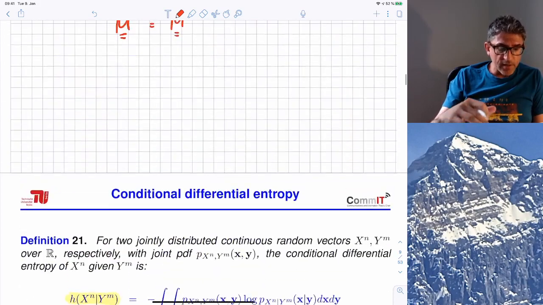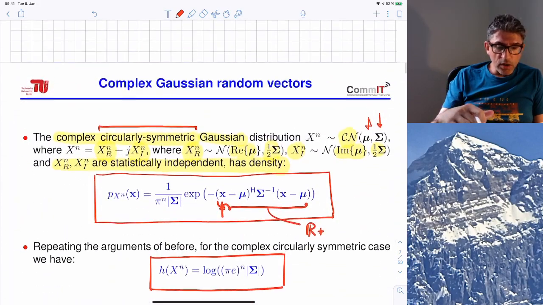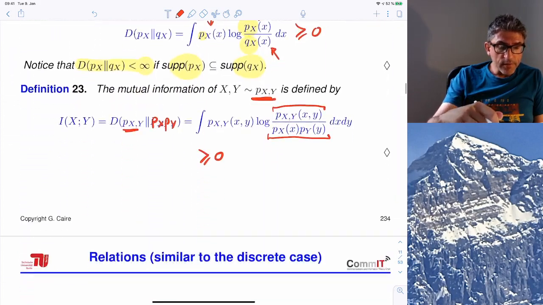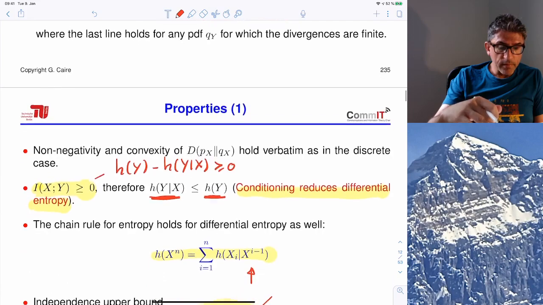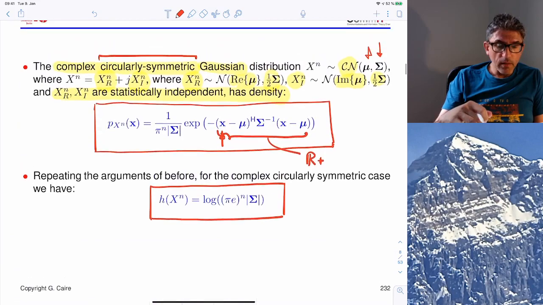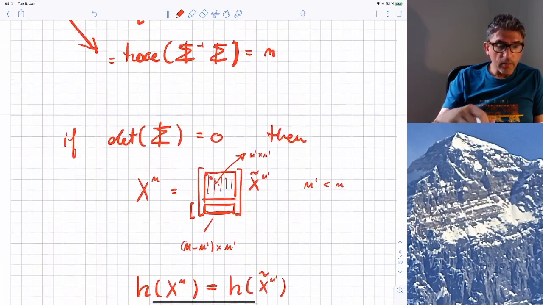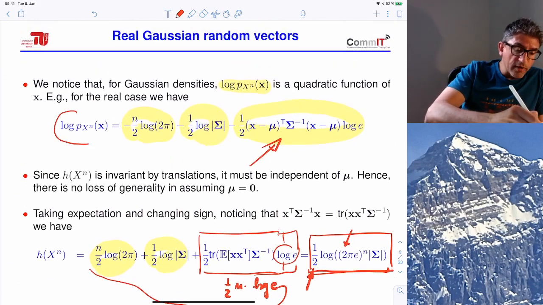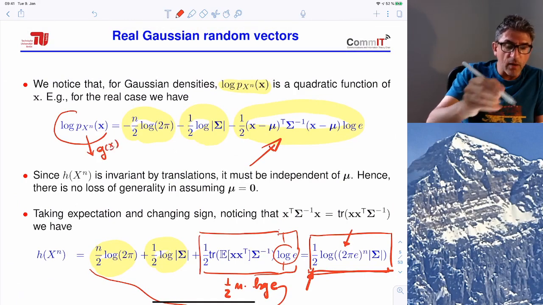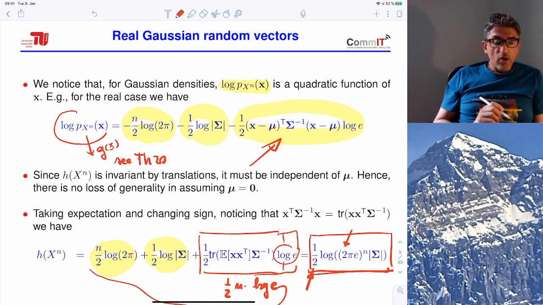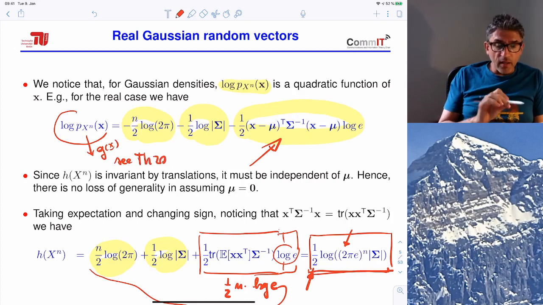The logarithm of a Gaussian density, if you remember, was, where was it? I don't remember. Oh, it was before. Okay, it was here. Yes, you see the log of a Gaussian distribution. So now our Gaussian distribution is G of x in our theorem 20. So what is this? Well, we know what it is.